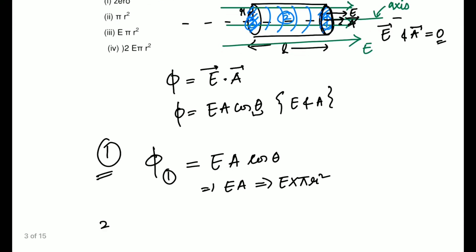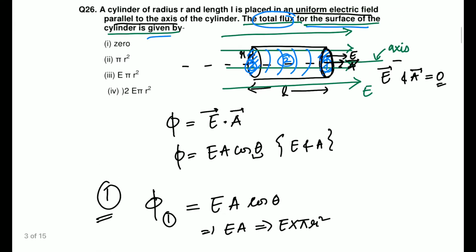Let's go to the second surface. For the second surface, you can see the area vector is always perpendicular to the surface in the outward direction, right? For this surface, the area vector is in the upward direction. And you can see the electric field is still in that direction only. So can you see the angle between them is actually 90 degrees?